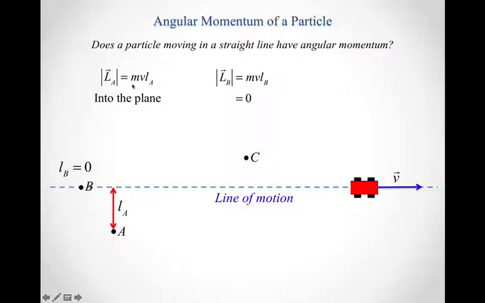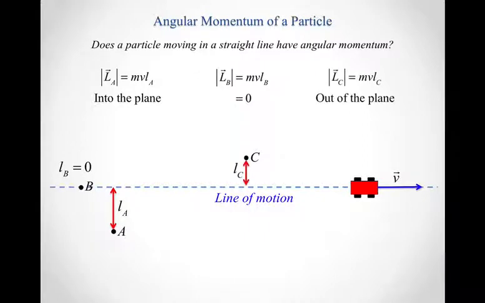And so again, the angular momentum as measured by the observer at point A is the mass of the car times the speed of the car times this perpendicular distance from the location at point A to the line of motion. Again, a right-hand rule is going to tell us that the direction of that angular momentum points into the page.